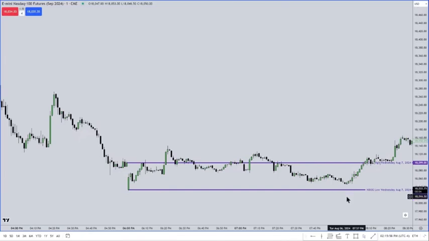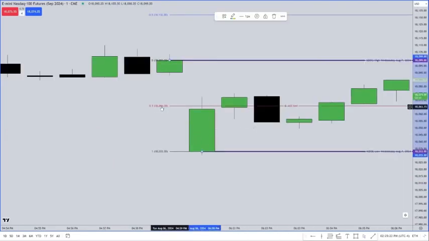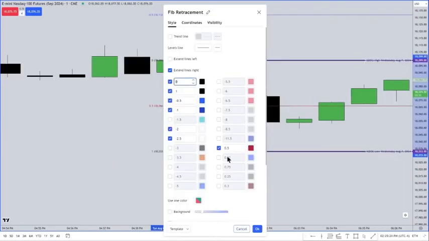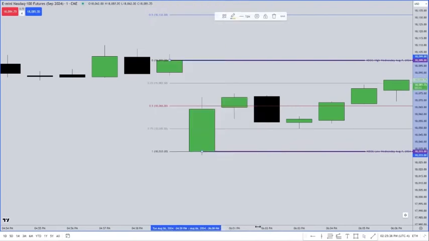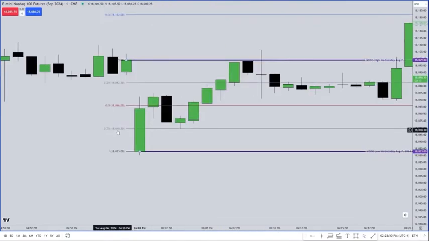These gaps, especially when partially unfilled, tend to exert a magnetic pull on the price. We'll place a Fibonacci extension on the gap and add the 0.25 and 0.75 levels to it. We divide the gap into 4 quarters. Interestingly, price within the gap tends to respect these levels.